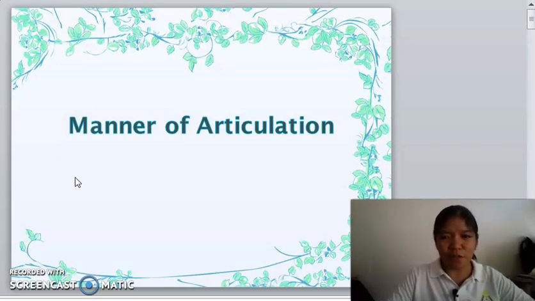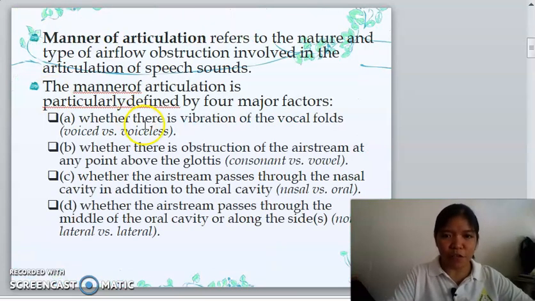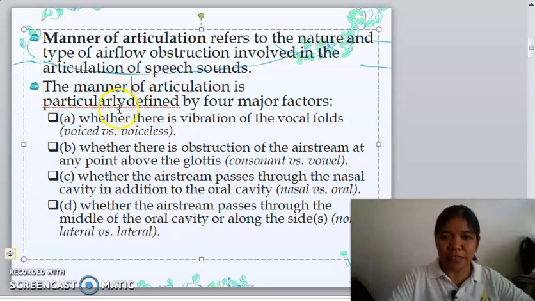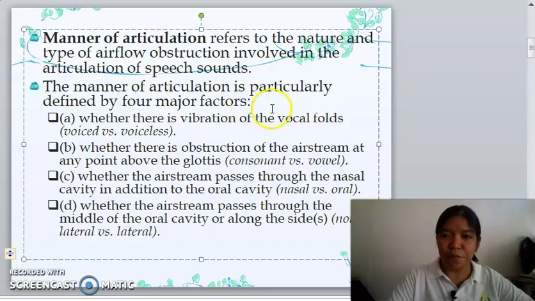When we say manners of articulation, this pertains to how the sounds are produced, as compared to the place of articulation, which talks about where the sounds are produced. So here, let's talk about how the sounds are produced. When we talk about manner of articulation, this refers to the nature and type of airflow obstruction involved in the articulation of speech sounds. I hope it is clear. The manner of articulation is particularly defined by four major factors.